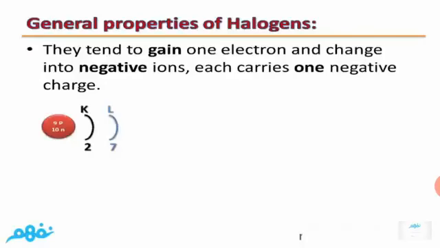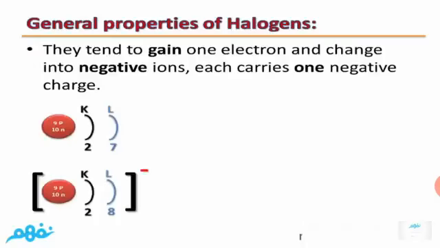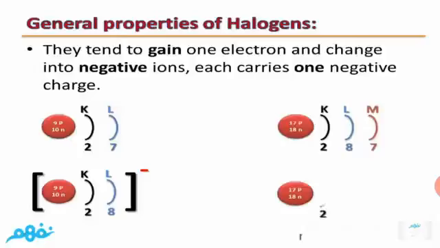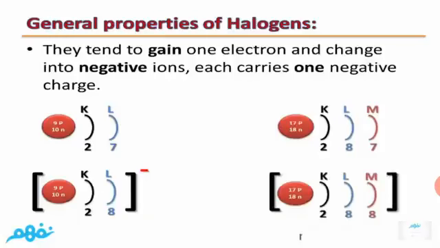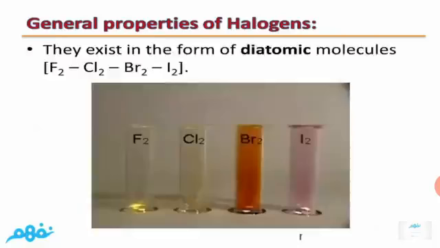Each element after gaining carries one negative charge. For example, fluorine 2, 7, after gaining, becomes 2, 8 with one negative charge. Another example, chlorine 2, 8, 7, after gaining, becomes 2, 8, 8 with negative 1 also. Second property: they exist in the form of diatomic molecules. Fluorine F2, chlorine Cl2, bromine Br2, iodine I2.